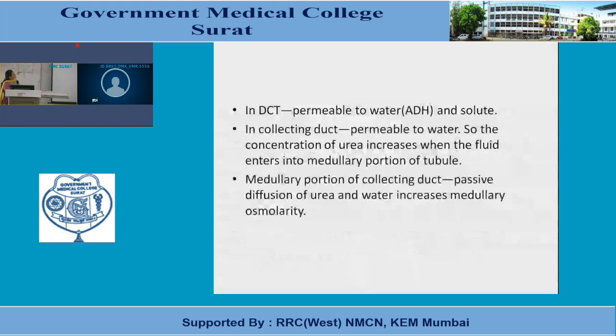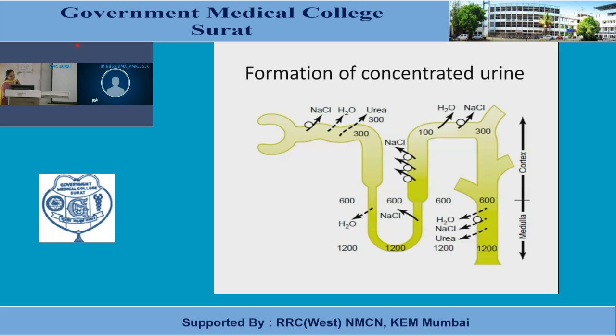In the DCT, distal convoluted tubule, it is permeable to water only in the presence of ADH and the solutes. Now, the collecting duct is permeable to water, so the concentration of urea increases when the fluid enters into the medullary portion of the tubule. In the medullary portion of the collecting duct, there is passive diffusion of urea, and water increases the medullary osmolality. So this is the diagram for the concentration of urine, which we have already seen.